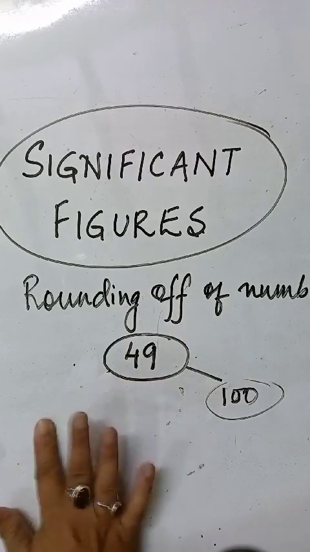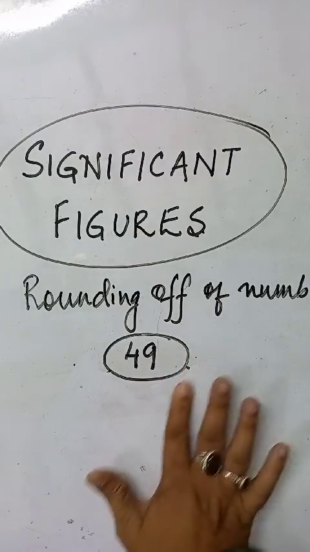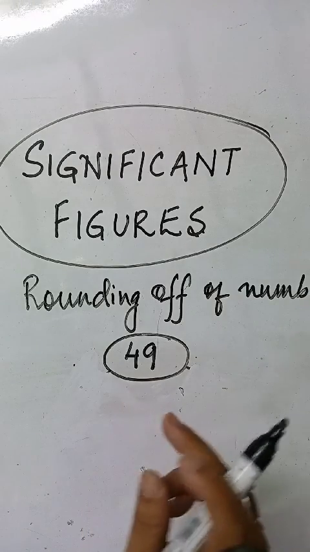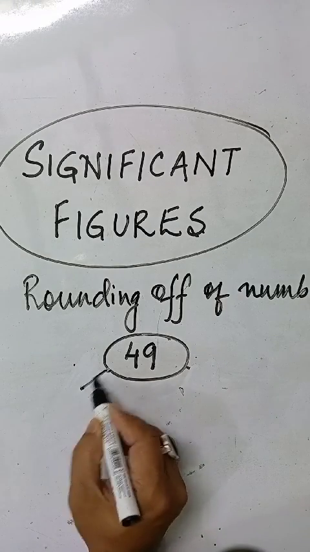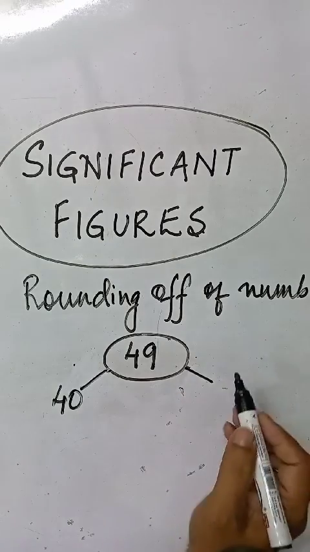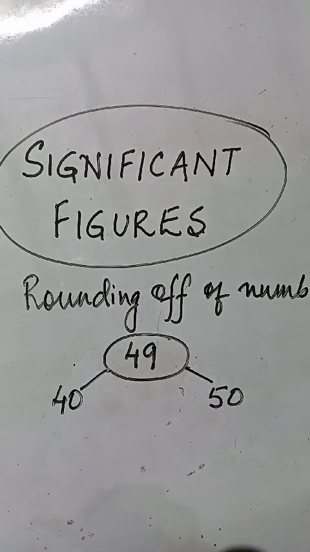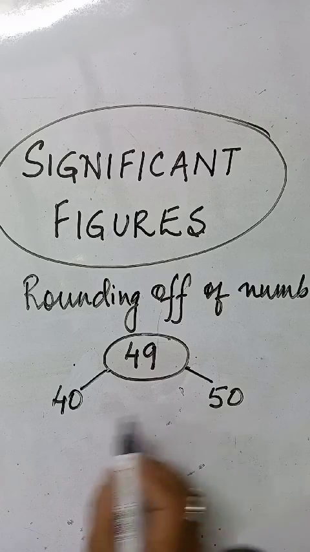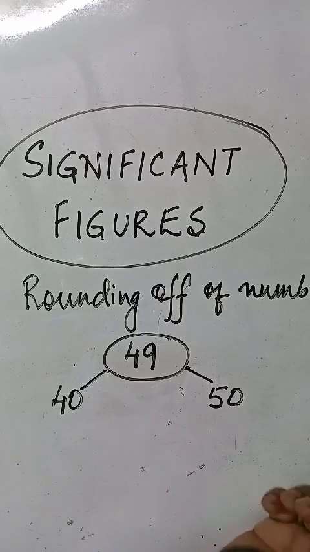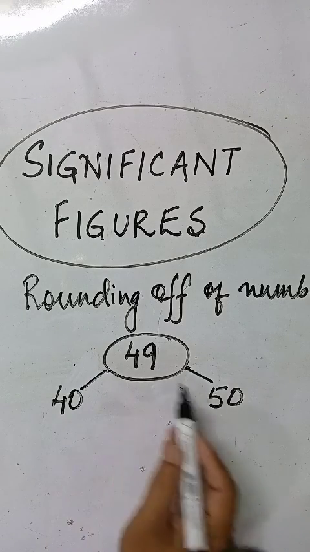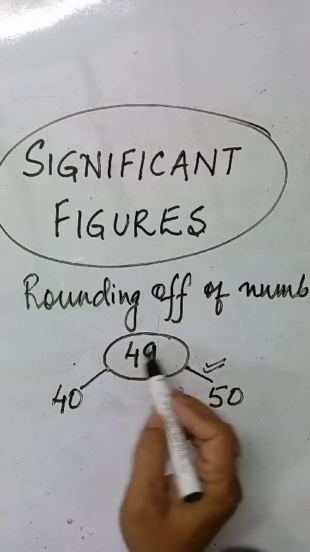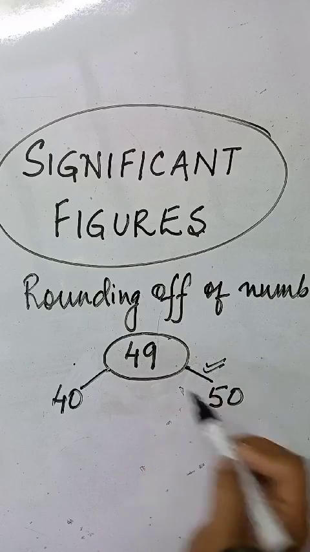Now suppose in the same question somebody asks you to round off 49 to the nearest tens. This time we are rounding it off to the nearest tens. On the left side of 49, the nearest 10 is 40, and on the right side, the nearest 10 is 50. This time I have a gap of 10 each, because we are rounding off to the tens place, not the hundreds place. So is 49 closer to 40 or closer to 50? The answer quite simply is that if you want to round off 49 to the nearest tens, the answer would be 50.